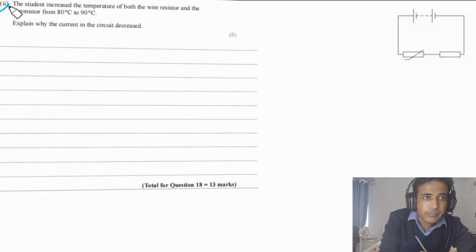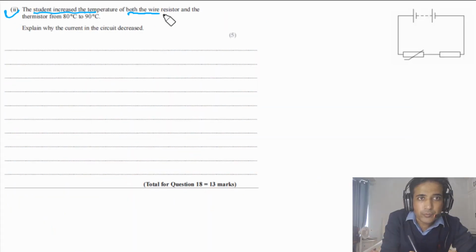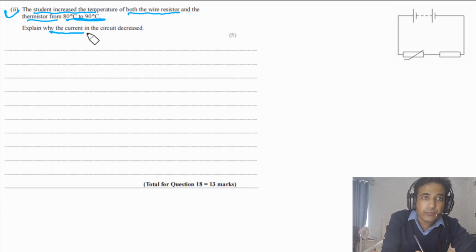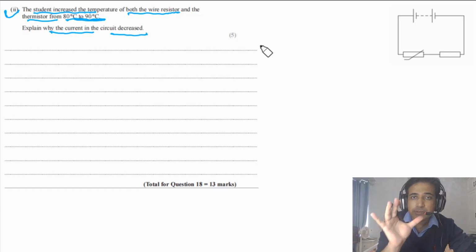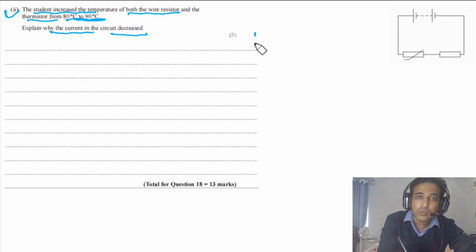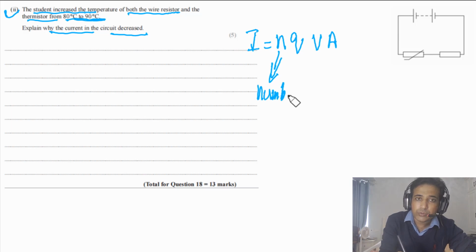Second part says the student increased the temperature of both the wire resistor and thermistor from 80 degrees Celsius to 90 degrees Celsius. Explain why the current in the circuit decreased. So to answer this question, simply we can look at transport equation, means I is equal to NQVA. N is the number density. Number density means the number of free electrons per unit volume. So we can write it here. This is the number density.